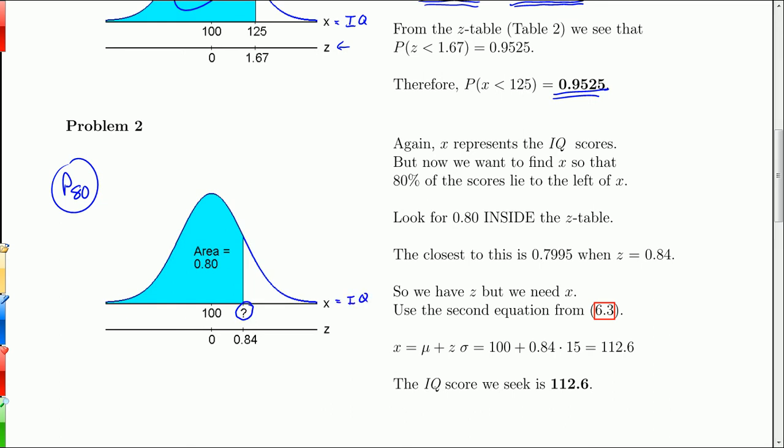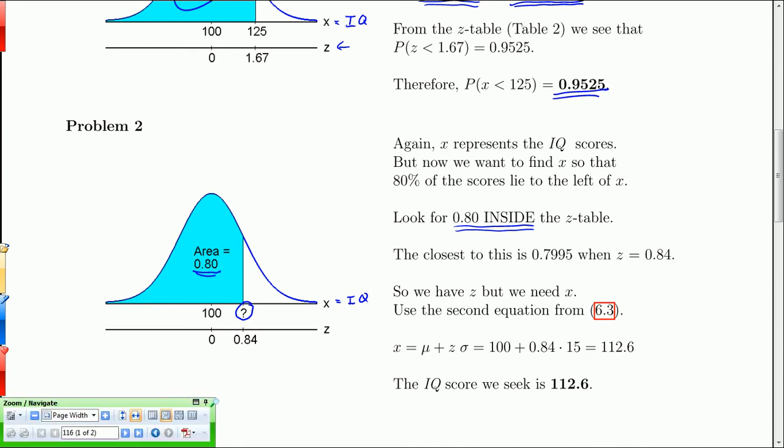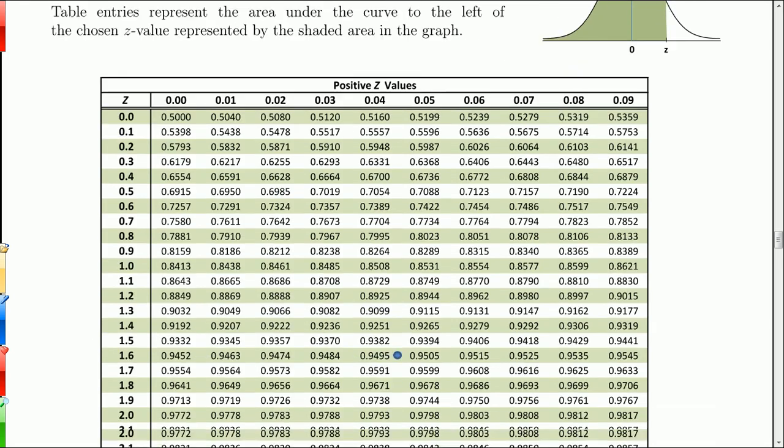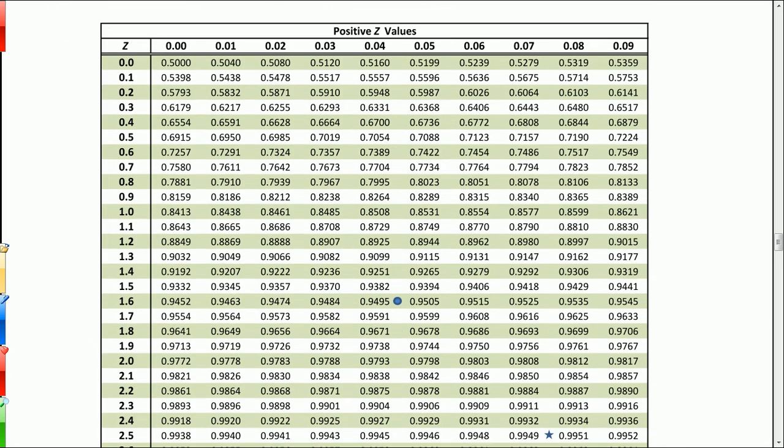So what we do here, like we did in the last chapter, we look for 0.80 inside the z table. When you see inside in all capitals, that means you look for it in the interior of the table. Let's go back to our tables here. We're looking for 0.80. We know this is going to be a positive z-score because it's greater than 0.5.